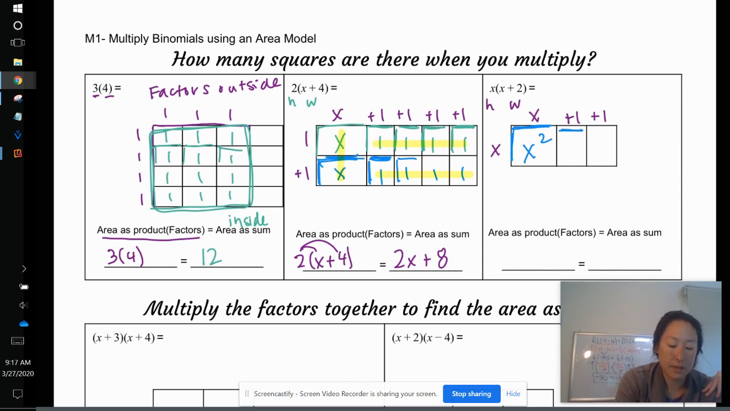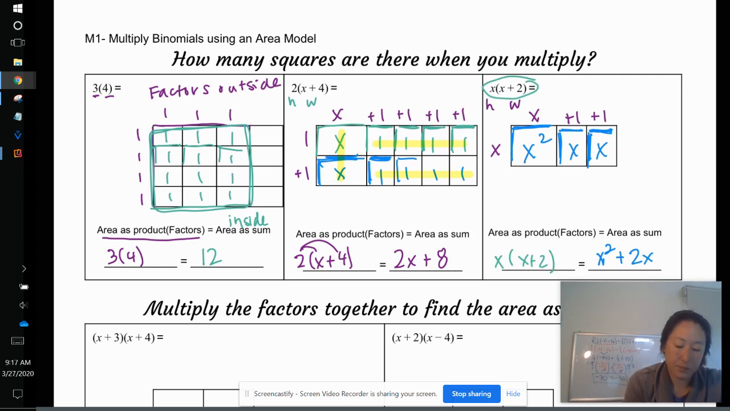This width is 1. The height is x, so that's going to be x. And again the width is 1 and the height is x, so we get x. We're going to add those up. I get x squared plus how many x's am I adding together? 2 x's. What are my factors? That's the original multiplication, x times x plus 2. That's it. So we're just rewriting. Lastly, you can see that this is a different way for us to distribute. So x times x gives me x squared, and x times 2 gives me 2x.